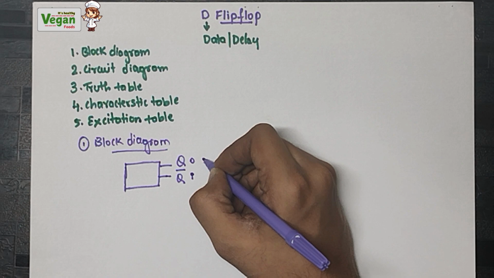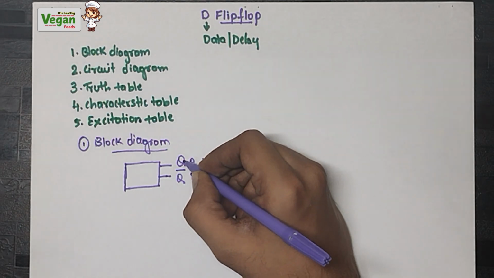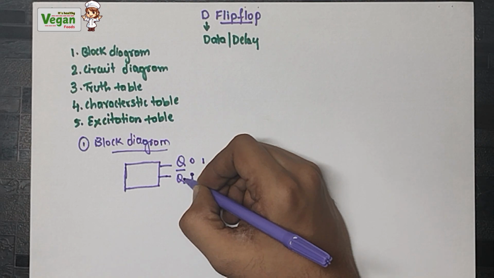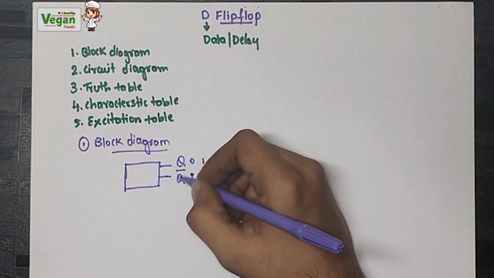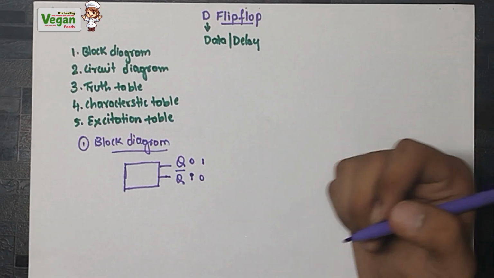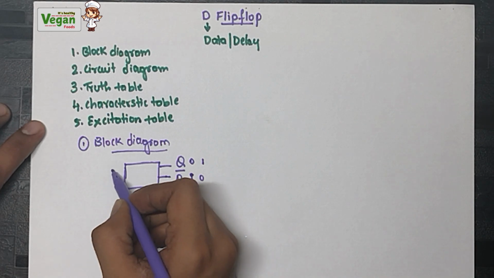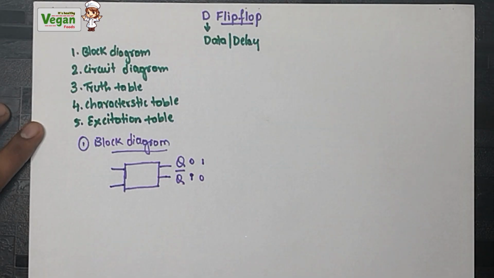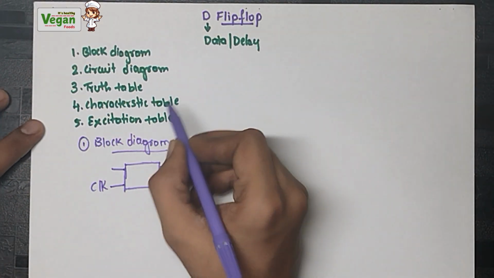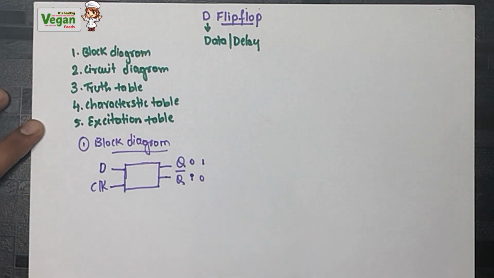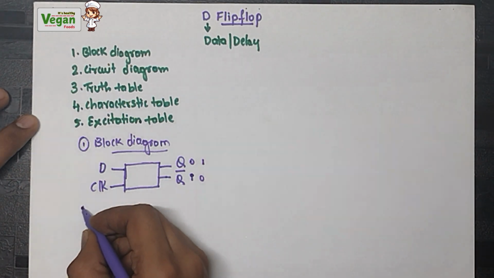If the Q value is 1, the Q bar value will be 0. Whatever output comes here, this output must be the complement of that one. No two outputs can be the same. Both must be complements of each other. In the delay flip-flop, we will have 2 inputs. In every flip-flop, clock is the common input, represented using CLK. Clock is the common input in all types of flip-flop. Another input is D, that is delay or data. So now we have constructed the block diagram.